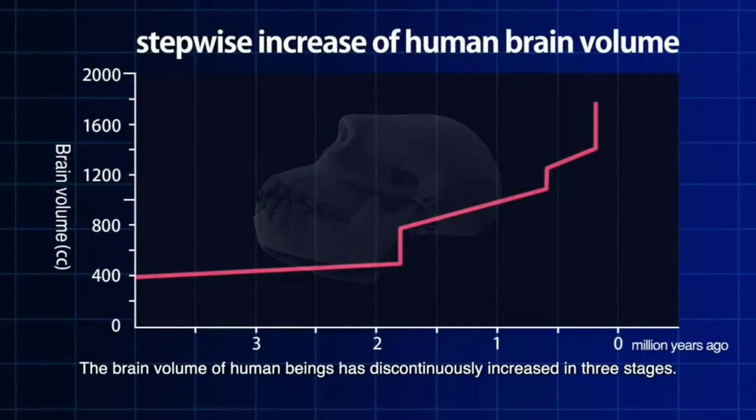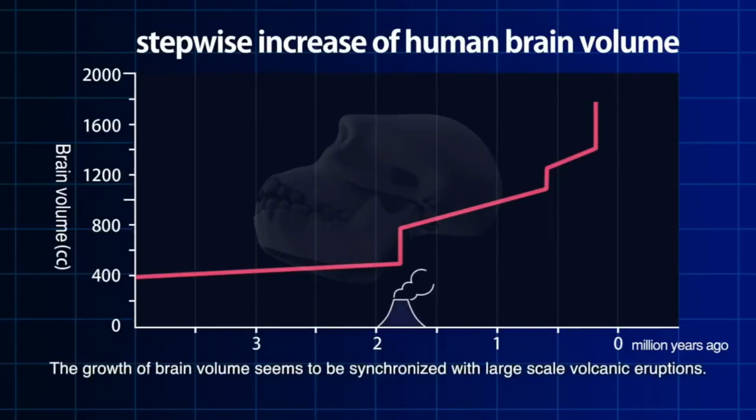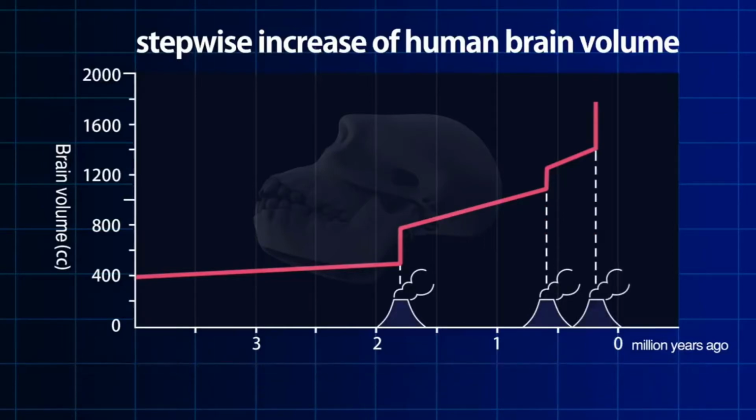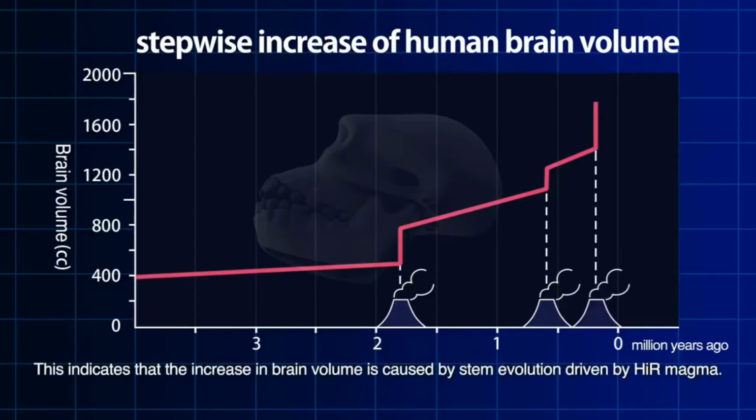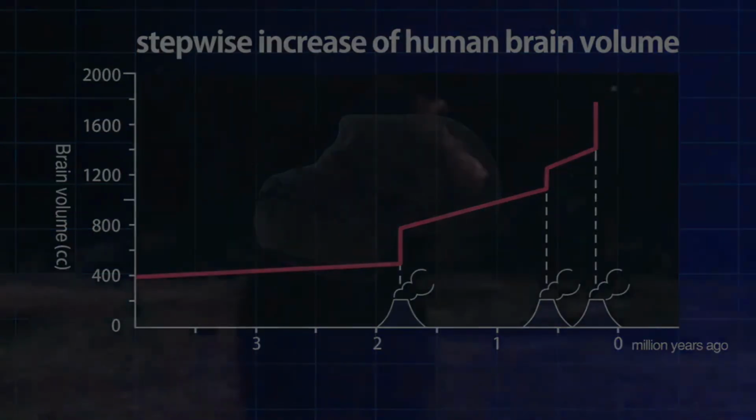The brain volume of human beings has discontinuously increased in 3 stages. The growth of brain volume seems to be synchronized with large-scale volcanic eruptions. This indicates that the increase in brain volume is caused by stem evolution, driven by high R magma.